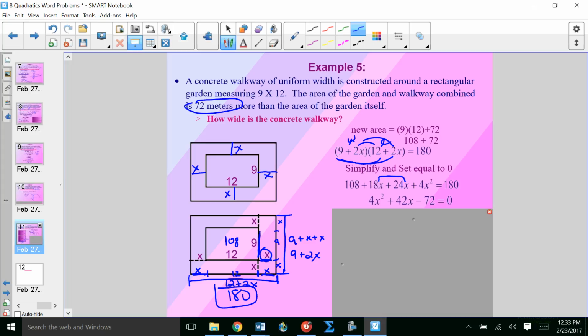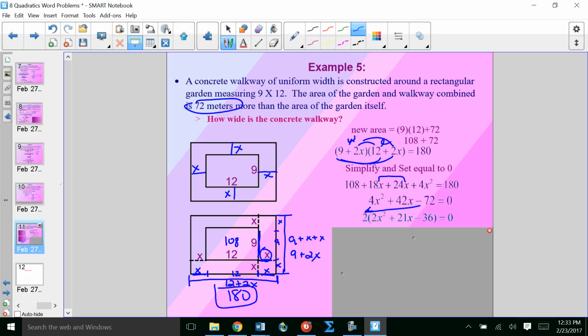From here, we need to factor if we can. All of our other problems have used quadratic formula today because of decimals. This doesn't have any decimals, so do see if it will factor, because that will go quicker. We have a GCF of 2 that can be pulled out. So go ahead and pull your 2 out of each term.